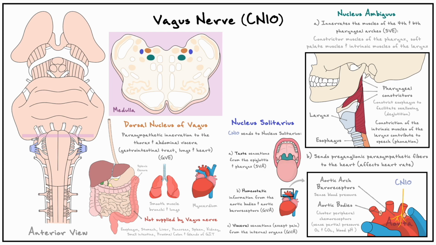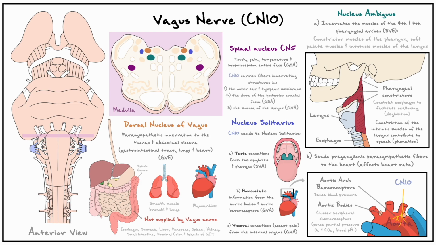Now, the final nucleus that is important to the vagus nerve is the spinal nucleus of the trigeminal nerve, which here again integrates information about touch, pain, temperature, and proprioception for the entire face. The vagus nerve brings to this nucleus general sensory afferent information from the outer ear, the tympanic membrane, the dura of the posterior cranial fossa, which is the cranial cavity at the base of the skull, and from the mucosa of the larynx. Again, since the larynx is part of the viscera, these sensory fibers are labeled as general visceral afferents.